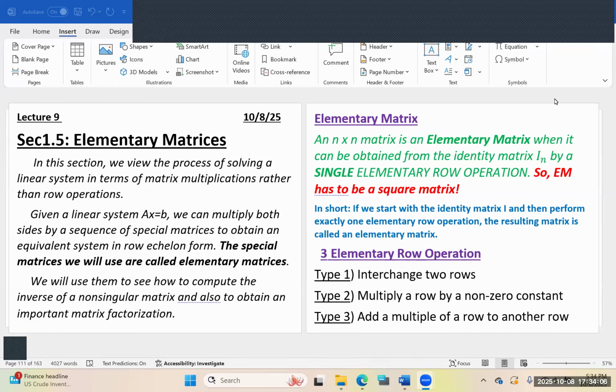Any question before we start? Any comments, concern, complaint, anything? Nothing?